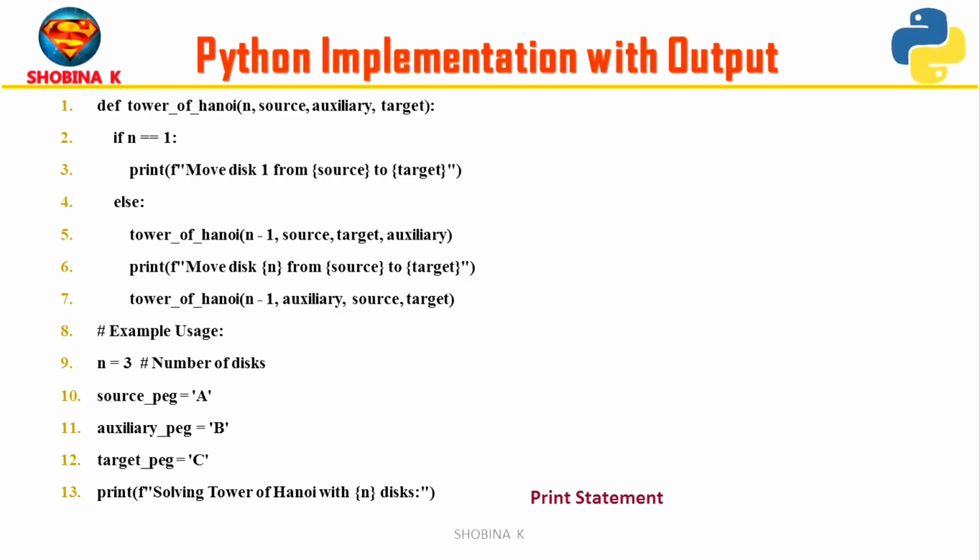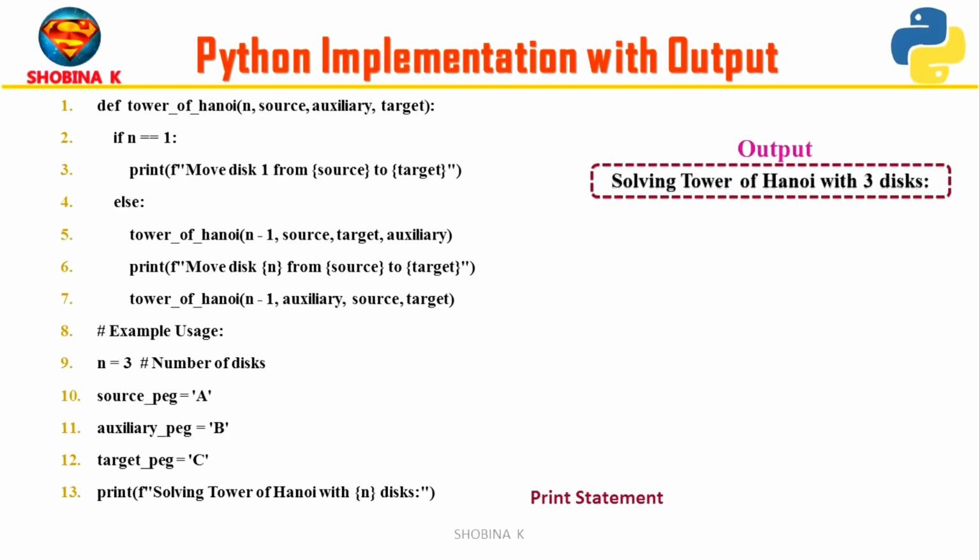The F before the string indicates that this is an F string. Inside the string, n within the curly brace is a placeholder for the value of the variable n. When the string is printed, Python evaluates the expression inside the curly braces with the actual value of n at the runtime. When n equals 3, the printed string becomes solving Tower of Hanoi with 3 disks.